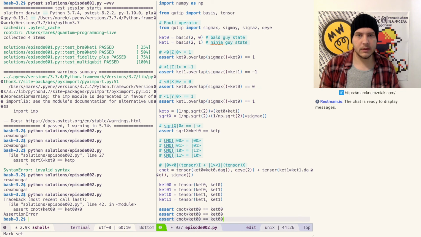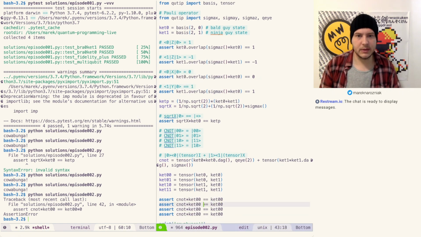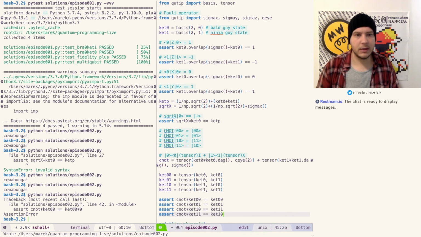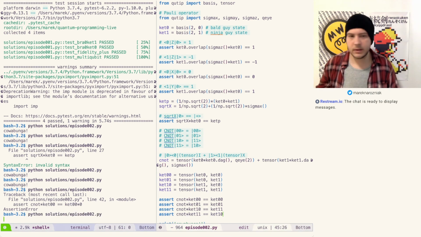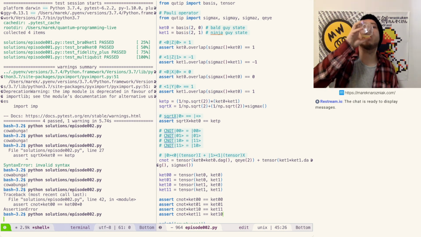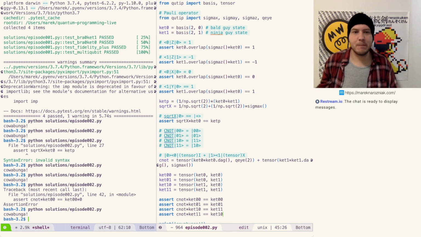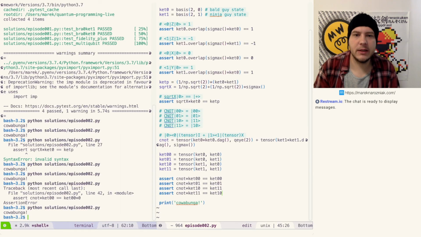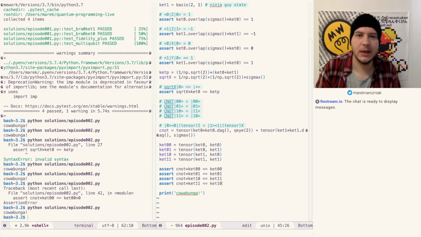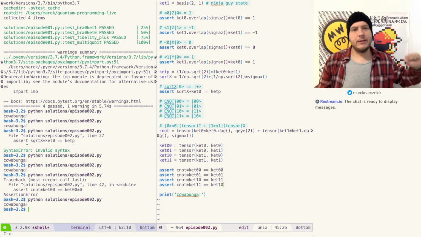Okay, so the outcomes to test. Here are all the outcomes: 0 0, 0 1, 1 0, 1 1. So these stay the same because the control qubit is 0, and in these, the second one gets flipped. So that one is 1 1, and that one is 1 0. And if this works, then we are awesome. Let's see. Great. Perfect. Okay, we got it. We got it, guys. We did it. We have everything. Let's just save it.